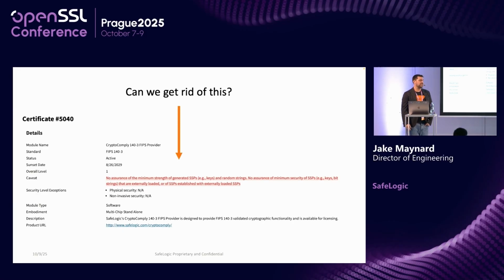So next, we have a strong desire to get rid of this caveat from IG 9.3.A, scenario 2B, so that's the implementation guidance from FIPS. It doesn't exactly instill a level of confidence when you read this, and it states that there's no assurance of the minimum strength of the security keys that are being used. So many software modules actually come with this caveat.